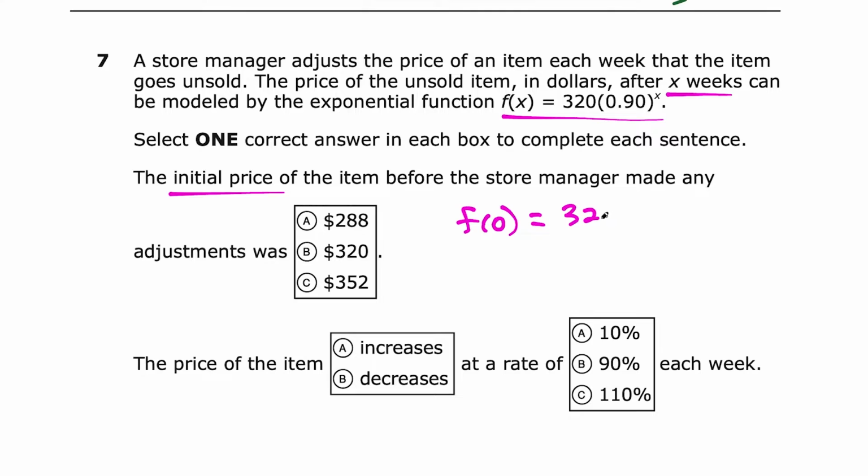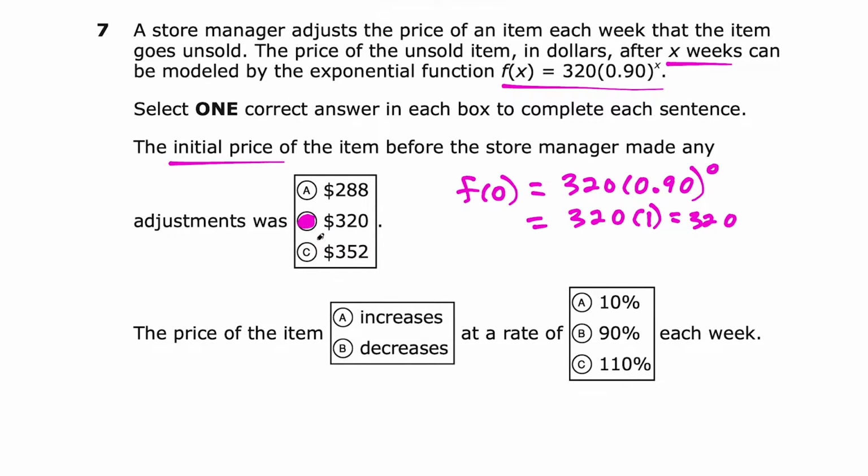So we have 320 times 0.90 to the 0 power. And just know that 0.90 to the 0 power, we could use a calculator, is equal to 1. So we have 320 times 1, which is equal to 320. Okay, so this is going to match up with B.